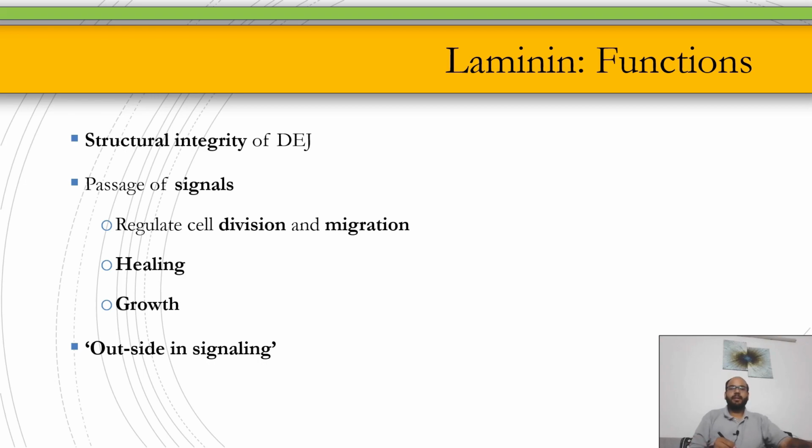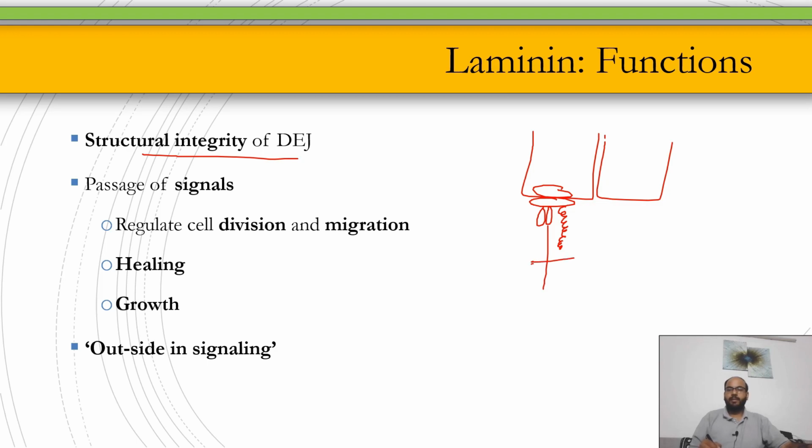The function of laminins is to maintain the structural integrity of the dermo-epidermal junction. What exactly happens is, these are the basal cells, these are the hemidesmosomal plaques, these are the integrins, and you have the bullous pemphigoid antigen. Integrins and antigen are attached to laminins. So this is laminin, a tripod structure. Let me change the color. So these are laminins. This laminin is responsible for structural integrity, that means the solidification of the basement membrane zone. It is also responsible for the passage of signals.